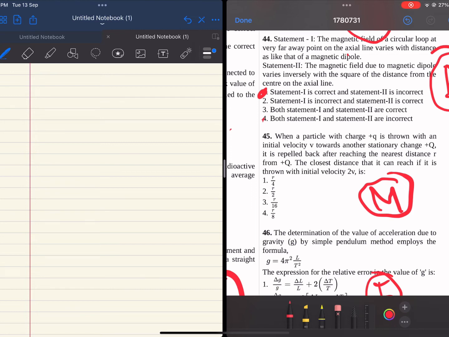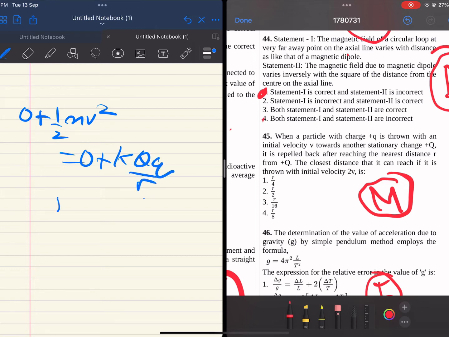So initial potential energy is 0 plus initial kinetic energy is half mv square. Final kinetic energy is 0 plus final potential energy is KQQ by R. Now R is the nearest distance, so R comes out to be 2KQQ by mv square.